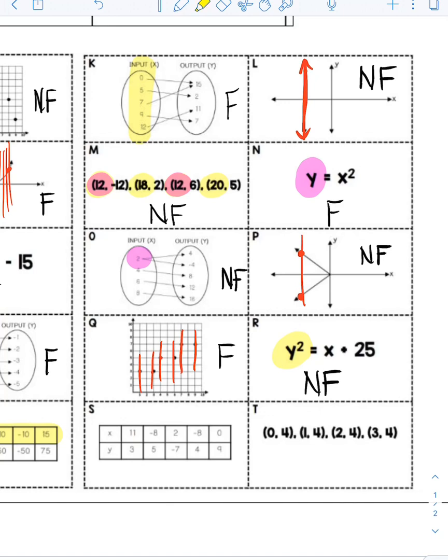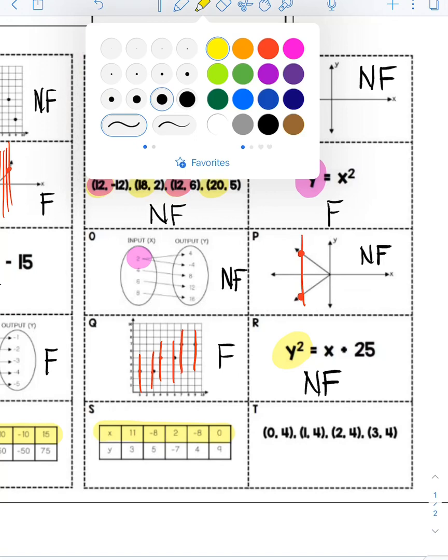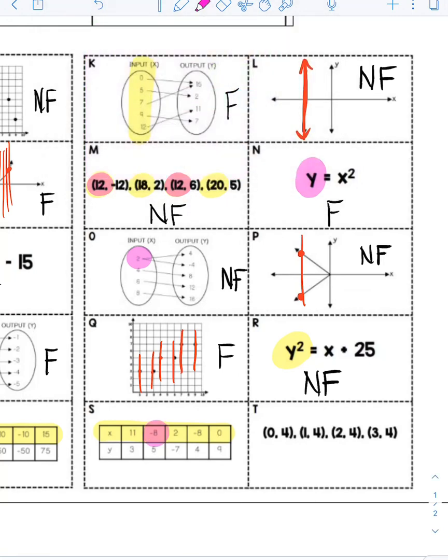S. In a table, I want to look at the x or the input values and see if there are any repeats. And I already notice that -8 shows up twice, so this is not a function. T. With a set of points, I want to look at all the x values or the first number, and I notice that none of them repeat: 0, 1, 2, 3, so that means this is a function.